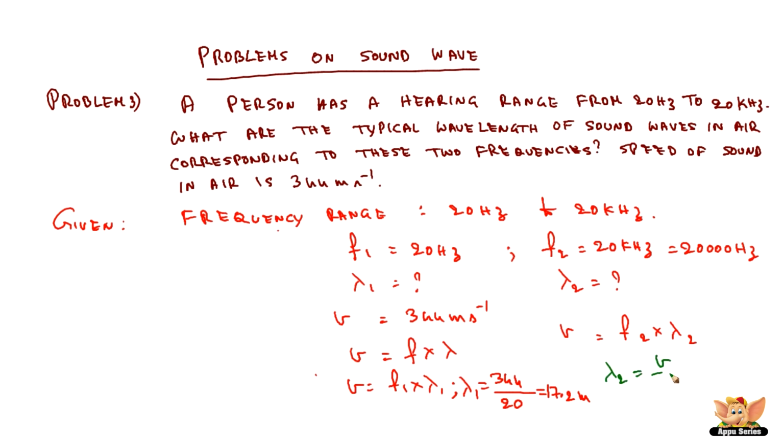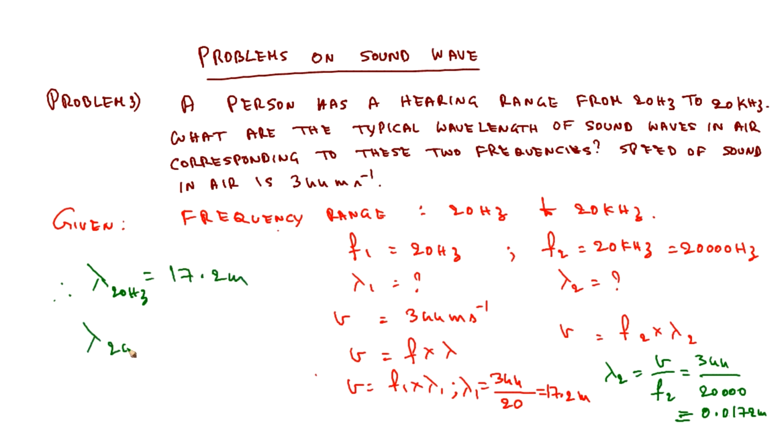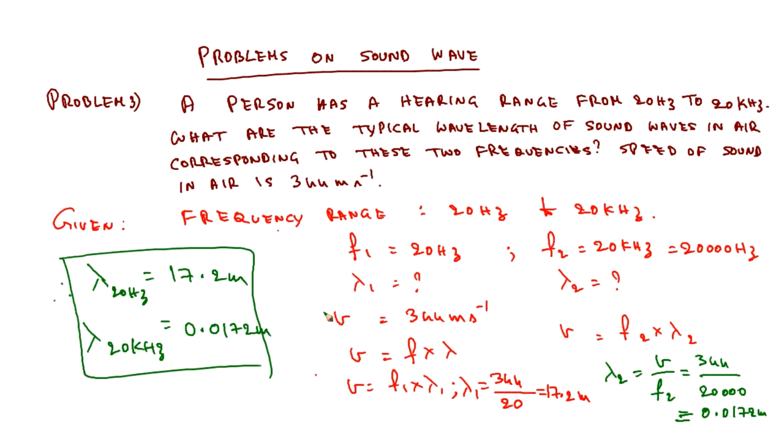Lambda 2 is equal to V by F2, which is nothing but 344 by 20,000. Which will give rise to 0.0172 meters. Therefore, wavelength at 20 Hz frequency is 17.2 meter and lambda at 20 kilohertz frequency is 0.0172 meter. So this shows that when frequency is high, wavelength is small; when frequency is low, wavelength is very high.